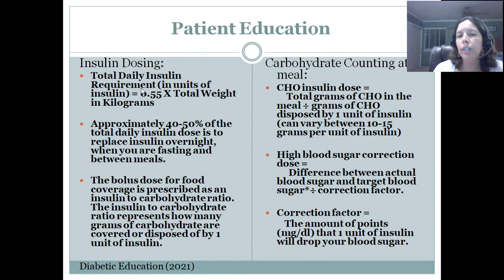So for example, let's say a patient had a meal that totaled approximately 60 grams of carbohydrates. You would then divide that amount by 15, which would equal 4, and that would be the amount of units of insulin that would help that patient cover that meal. I've also included the high blood sugar concentration dose and how to calculate that, as well as the correction factor.